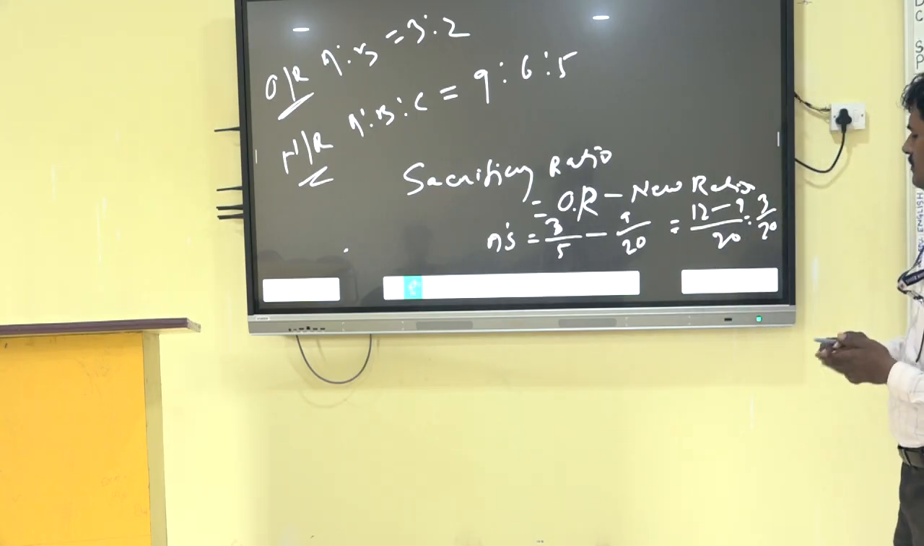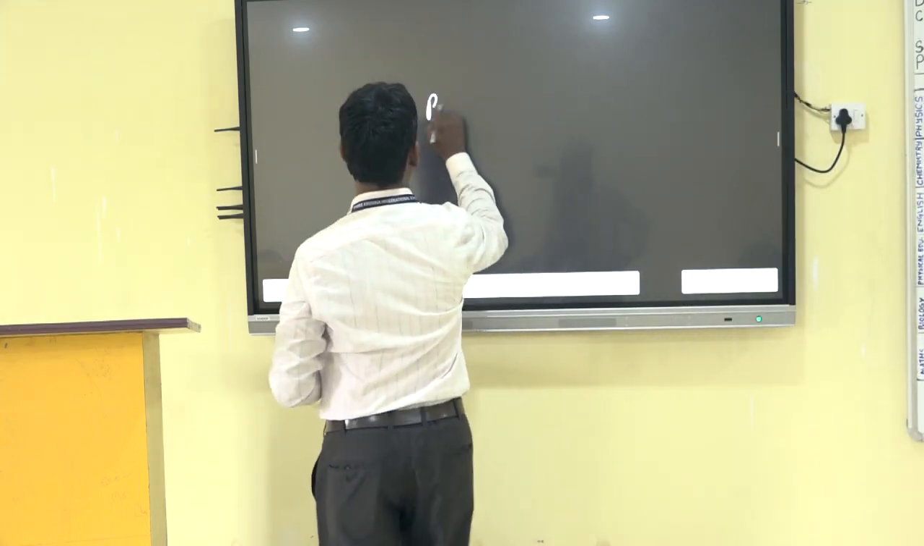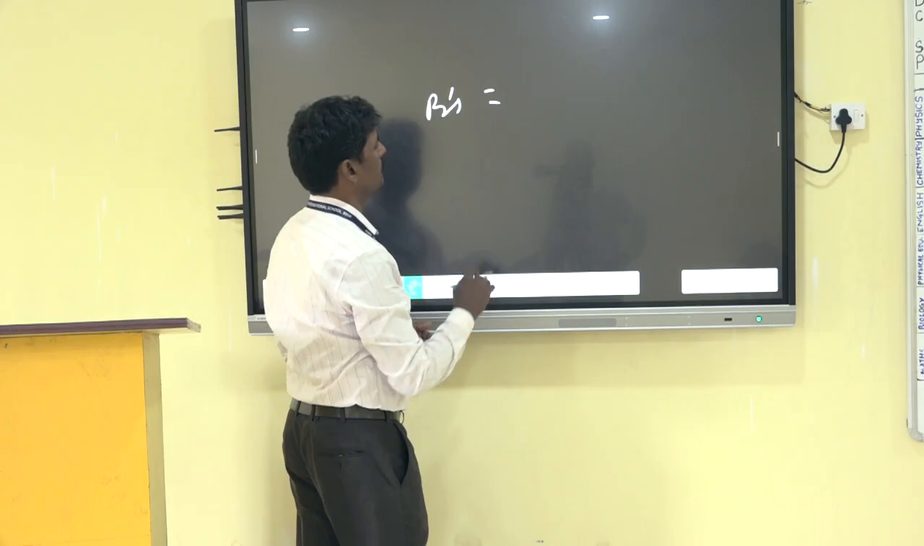Here 3 by 20. Clear? Same thing, you can calculate B also. B's sacrifice ratio, how much?